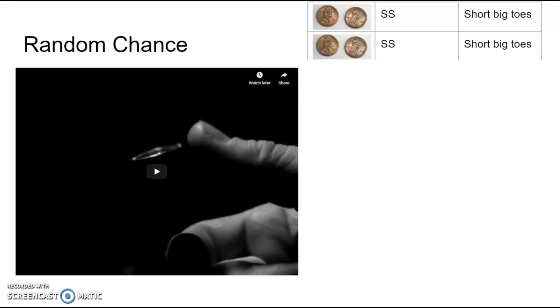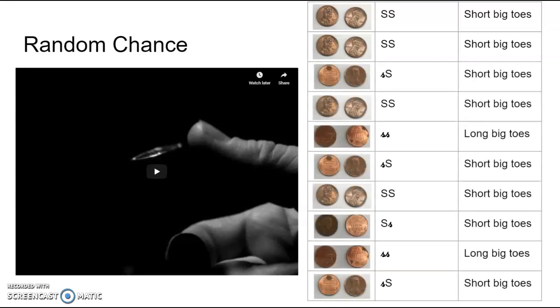So I'm going to do that 100 times. I've modeled that for you just 8 more times for a total of 10. And you can see the results that I got as far as heads and tails and what that represents for the genotype and what that represents for the phenotypes as well.